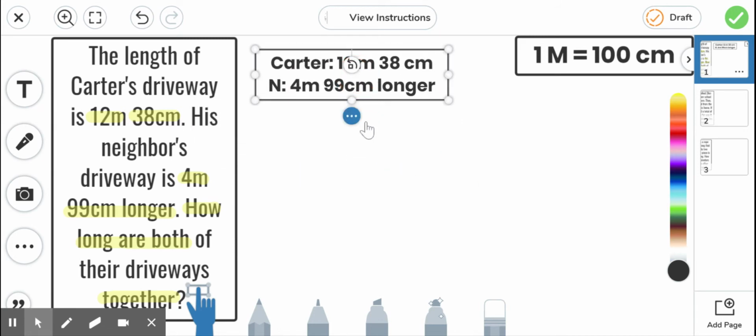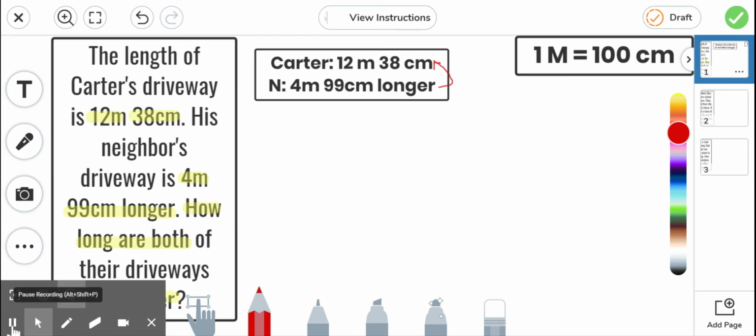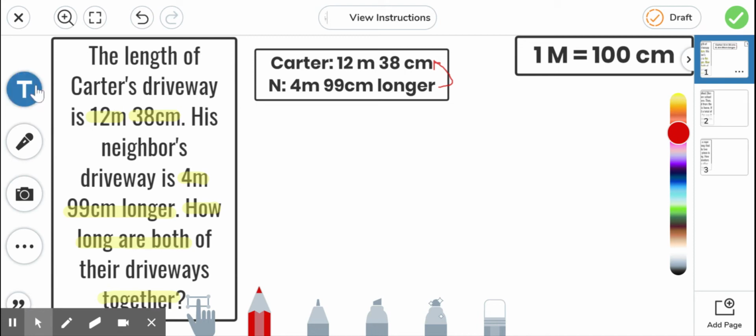All right, so here's what I know. The first thing that I need to do is I need to solve for the real length of this neighbor's driveway using the information that I have. If his driveway is going to be longer than Carter's driveway, what operation could I do with these two numbers in order to solve for the neighbor's driveway? Hopefully you're thinking addition. I know I said this was going to review subtraction. I guess I should have read the word problem first, but this particular one is going to use some addition. So I'm going to just write this out here.